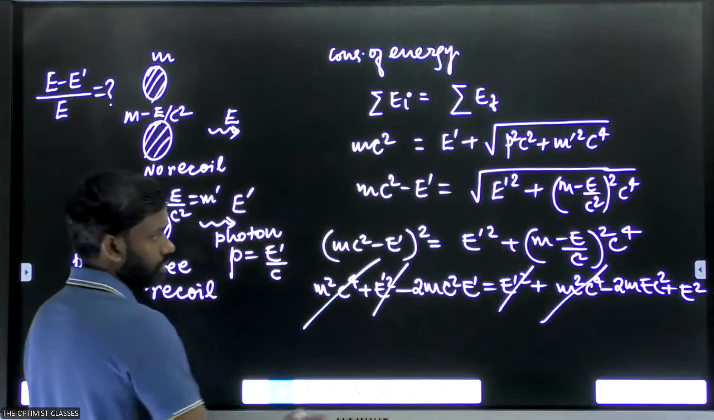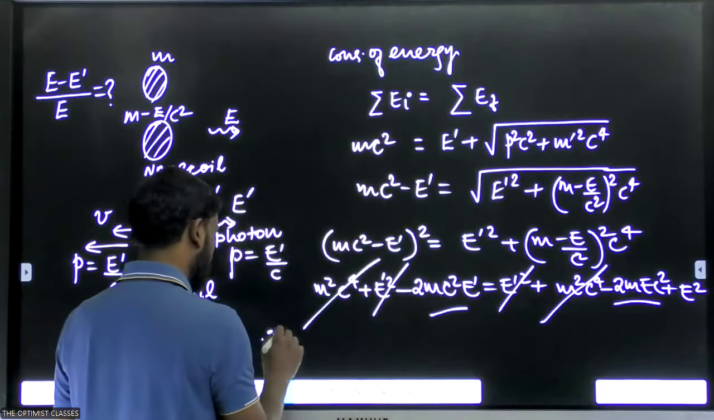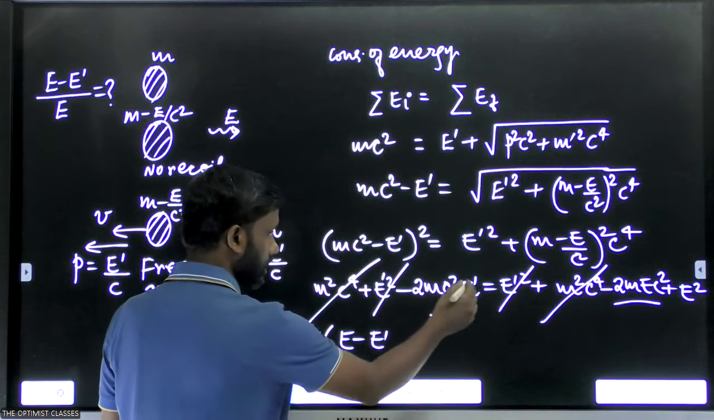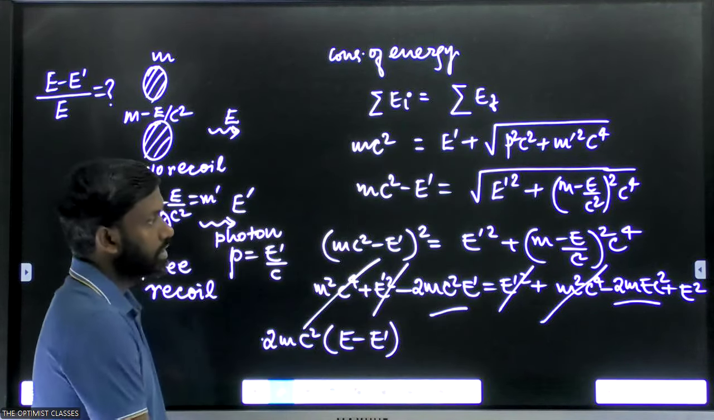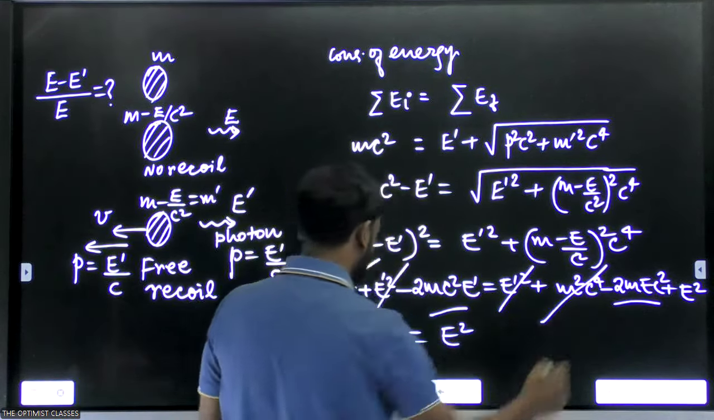Okay. So now you bring this term on to the left side. Okay. So you will get 2mc square term common, and you will get here E minus E primed. Okay. There is E primed here. All right. And on the right side you are getting E square. Okay, this is E square.